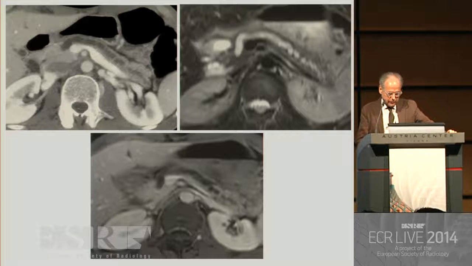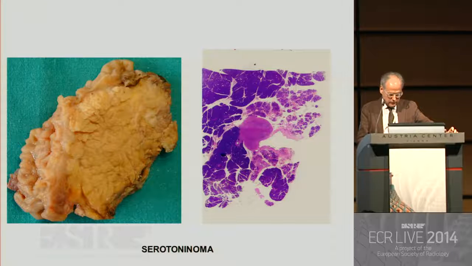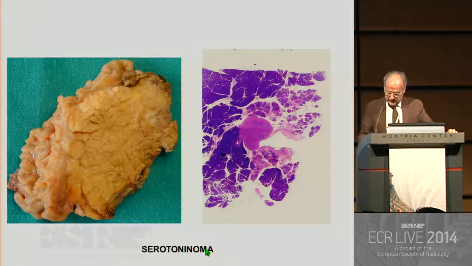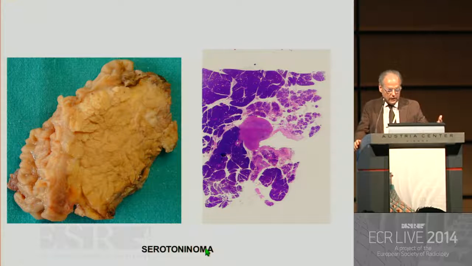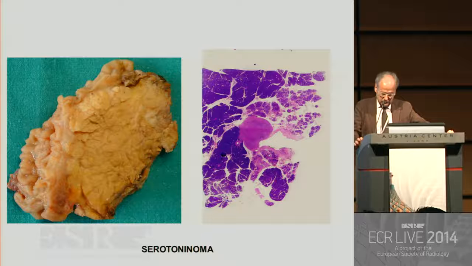Which type of neuroendocrine tumor? Of course, this case was operated. This is the small tumor, and this is the histology of this tumor. This was a serotoninoma. Serotoninoma is one of the possible neuroendocrine tumors.